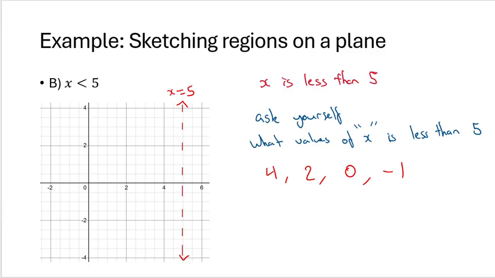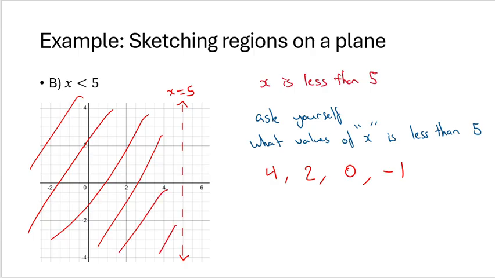And now you're just going to shade that region. So you're going to shade the region where you see x equals 4, x equals 2, 0, -1. And that's just towards the left-hand side. Okay, that's all it is.